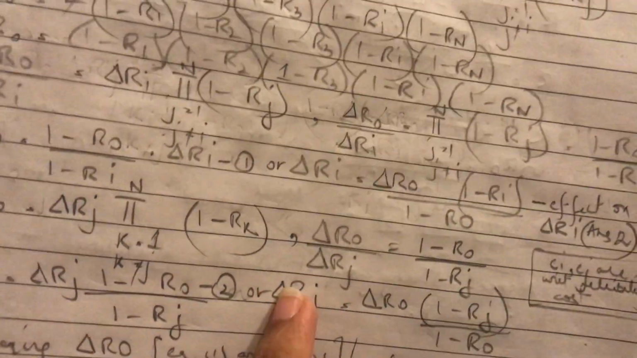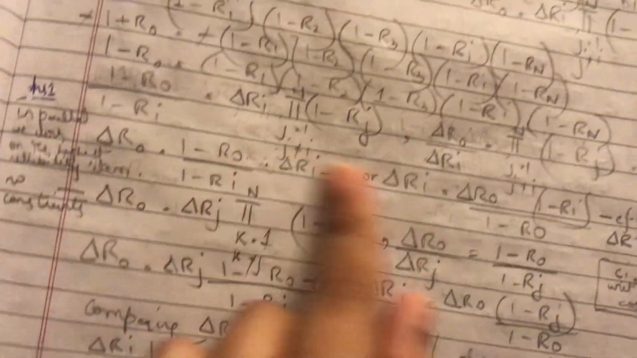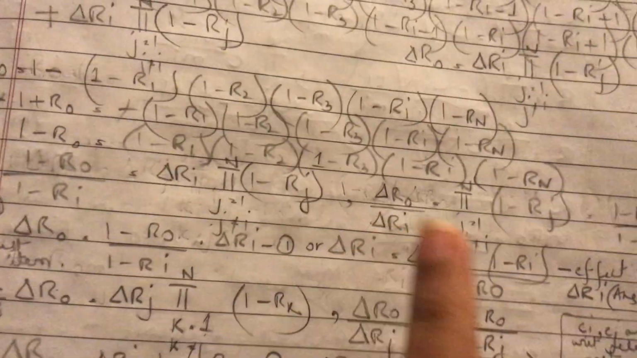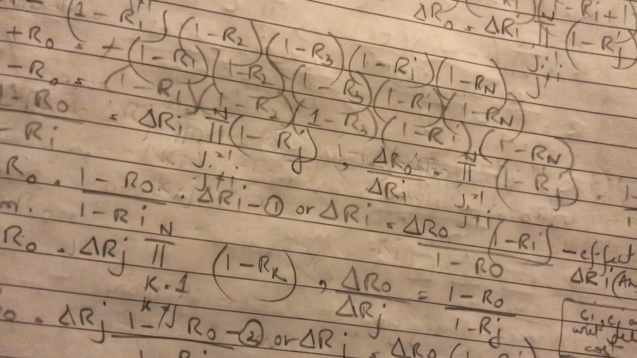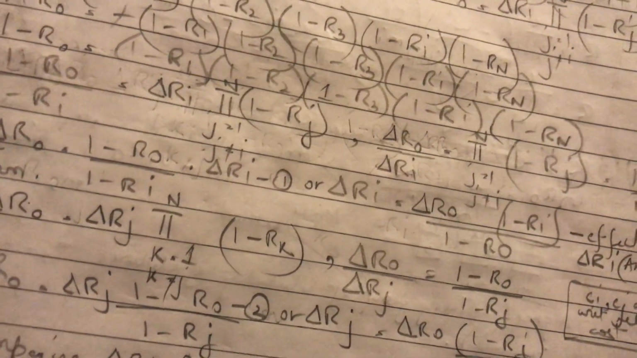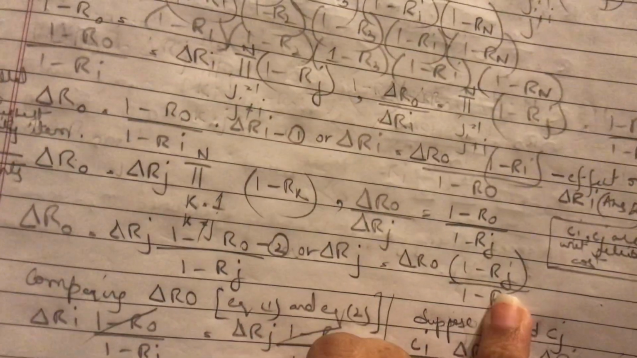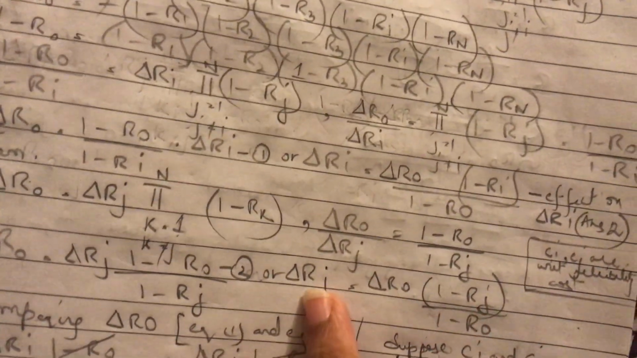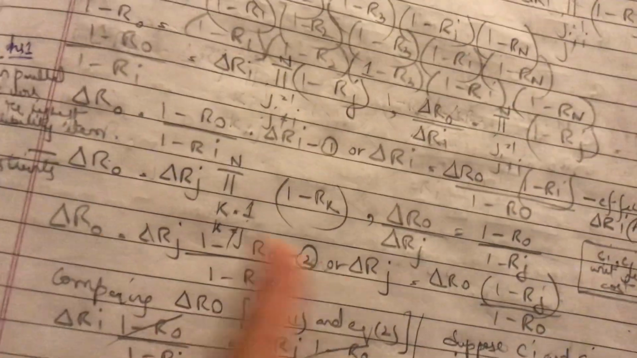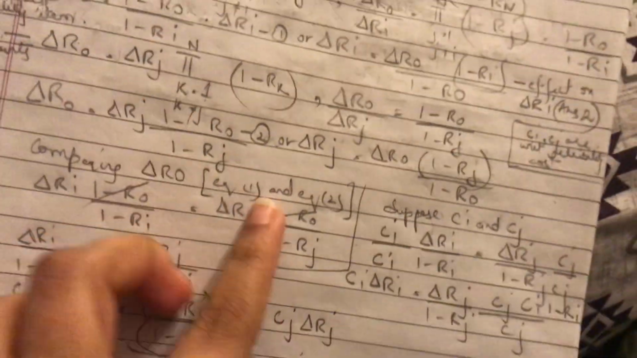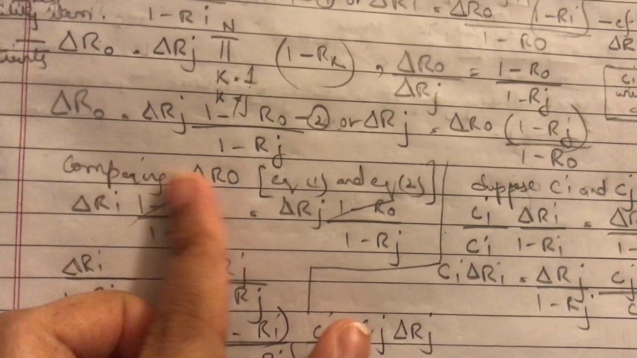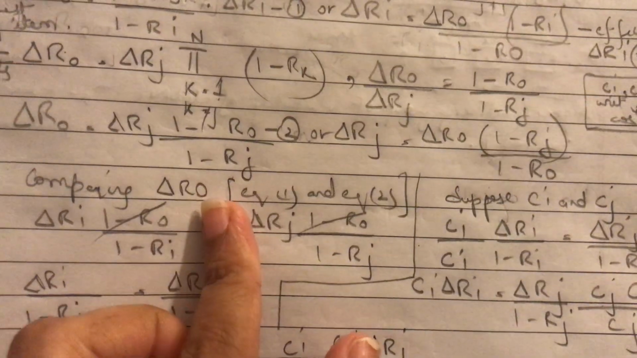It's not necessary, it's just that in the above part it was necessary, as you have to show what the effect is on delta Ri. So it was necessary here, but it's up to you whether you want to write it or not, otherwise it's okay. So now the next thing, you remember what we did, we compared both the delta R0s.